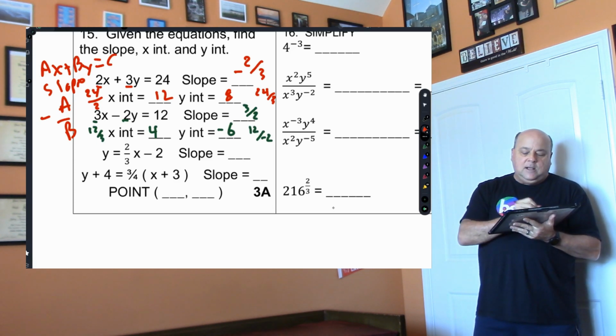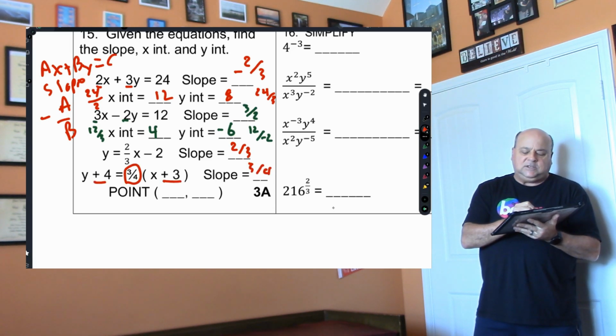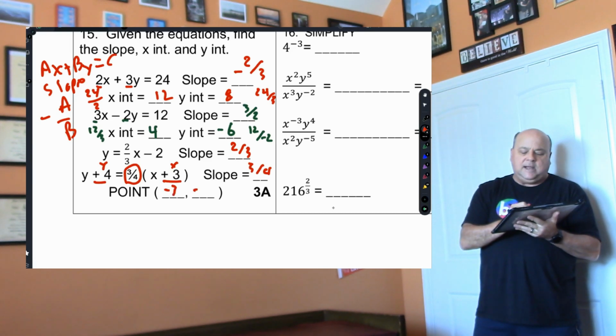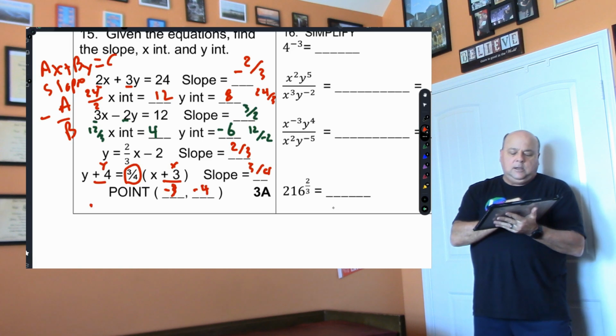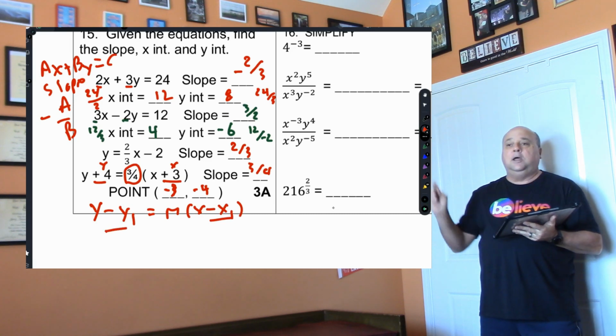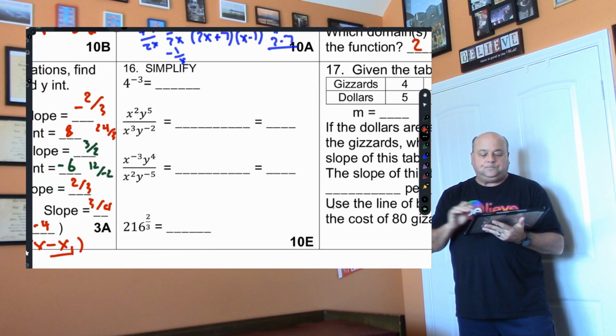The next one, my slope is right here. It's 2 over 3. On the next one, my slope is 3 over 4. And my point, this is my x, this is my y. You got to flip them. The point would be negative 3, comma, negative 4. Remember, in the formula, it's y minus y1 equals m parentheses x minus x1. These are going to flip. When you put them in or take them out, they flip. Let's go to the next one.